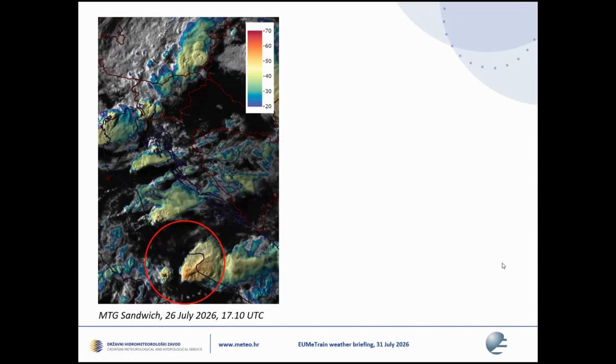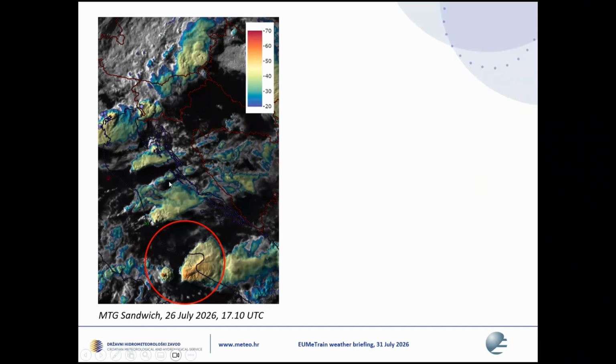These clouds continued to move towards the Adriatic Sea, but fortunately for us in Croatia, they weakened and dissipated as they approached the Croatian coast. For example, this system which caused hail over Italy, when it comes over the Adriatic, is much weaker, and we can also see that the color is not reddish, it's just yellowish here.